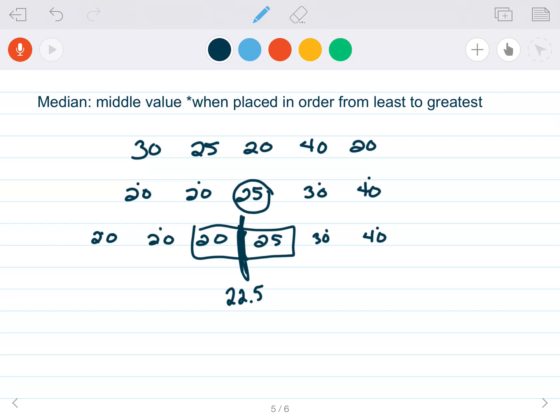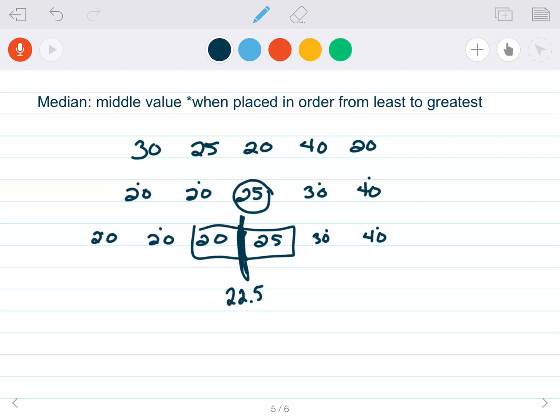So again, you can have a mean that is not part of your data set. You can also have a median which is not part of your data set, right? There is no 22.5 in our list of numbers. So it is possible to get a median that is not a number that you see in your data set.